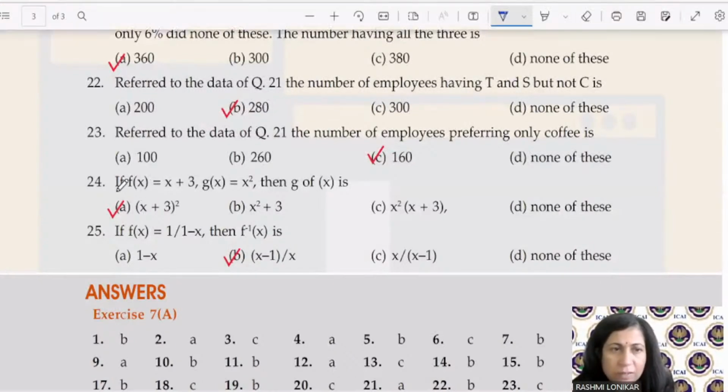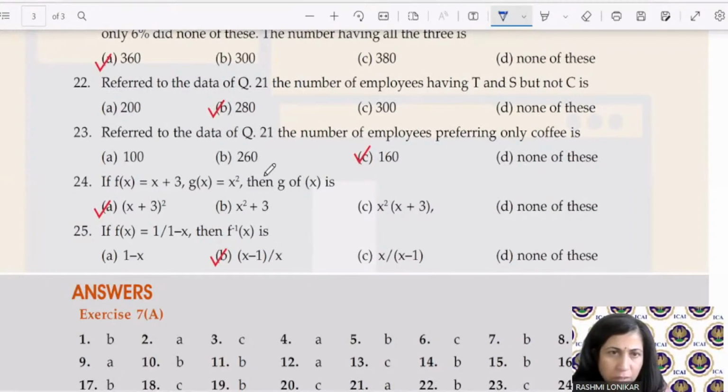Okay, this is one thing that I want to do. If f of x is x plus 3, g of x is x square, and we look at g of f and f of g. What does this mean, g of f? Wherever you have x, you are going to use this function. That is, instead of x, you are going to write the function f. So g of f will be x plus 3 the whole square.